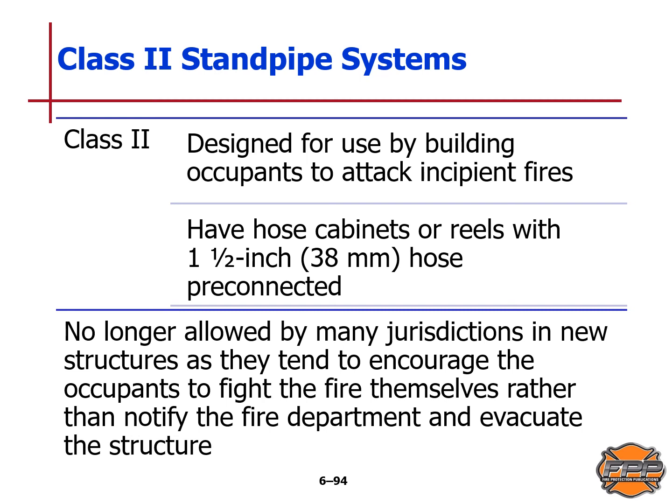With Class 2 standpipe systems, these are designed for use by building occupants to attack incipient fires. These have hose cabinets or reels with 1.5 inch or 38 millimeter hose pre-connected, and these are no longer allowed by many jurisdictions in new structures as they tend to encourage the occupants to fight the fire themselves rather than notify the fire department and evacuate the structure. Now, that's a new standard, but buildings built previous to the adoption of the new standard may have these in place. So it's another reason that pre-incident planning is so important. Something you need to bear in mind when reporting to a scene.